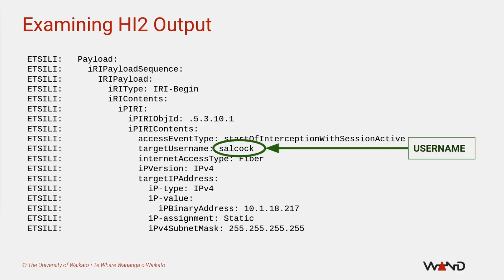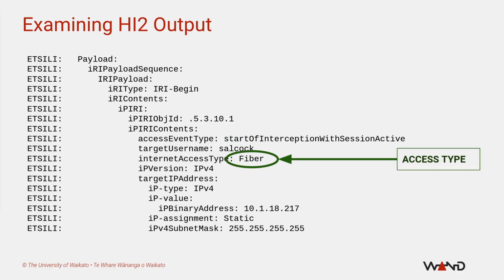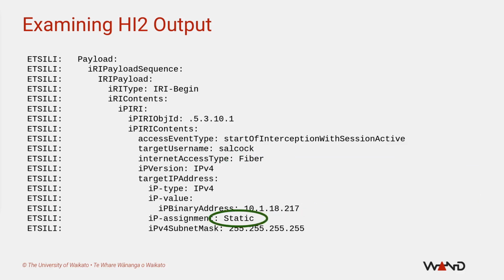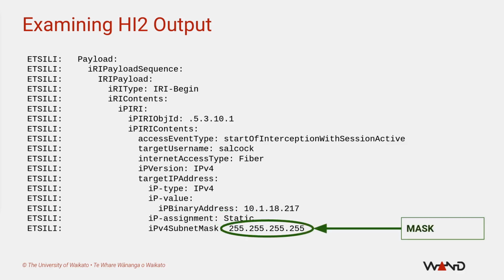The username that we specified when we added the intercept is included in the IRI here, so there is always some form of identity attached to the IRI payload. Similarly, the access type that we specified earlier for this intercept is also encoded into the IRI. Below that, we see that the IRI also includes the static IP address that we specified for the target, as well as an indication that the address was assigned statically. Finally, we have the subnet mask for the allocated address. If we had specified an address range, then this subnet mask would have been adjusted accordingly.